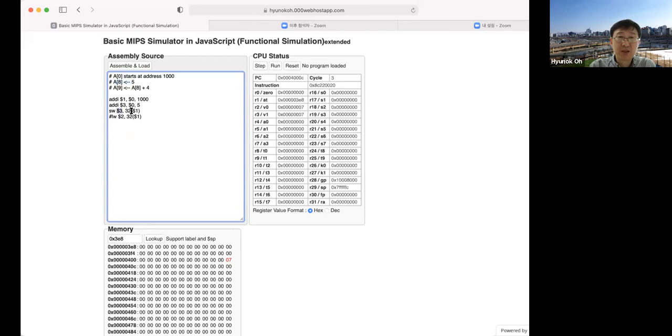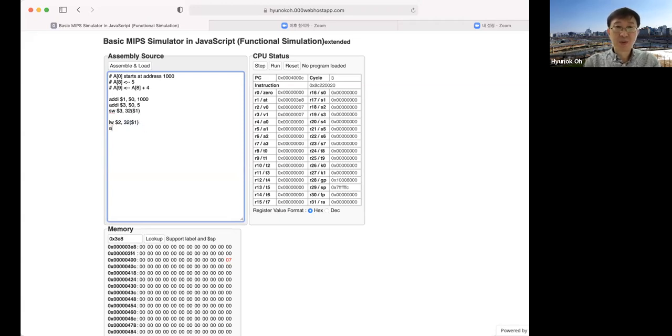$3 is stored into A[8]: 4 times 8 is 32. So this is the address of A[8], right? So we are storing that value. Okay. And then load $2 is the value from the memory. So actually it is not required, right? Because $3 already contains the value. But anyway, we are loading from memory.